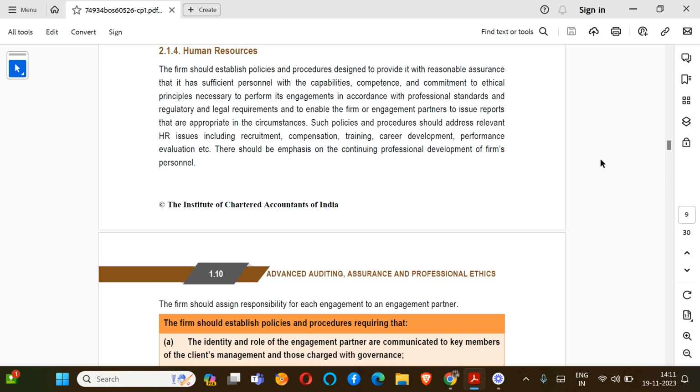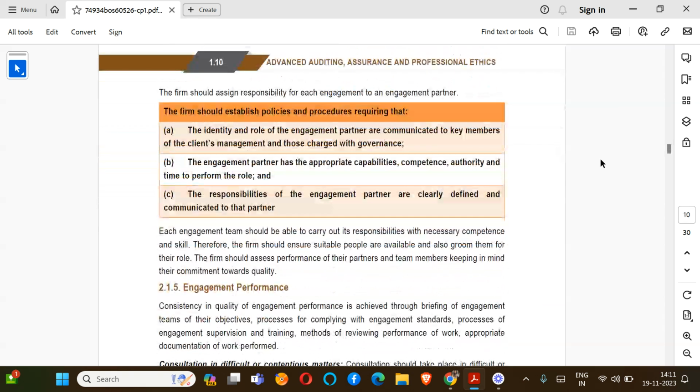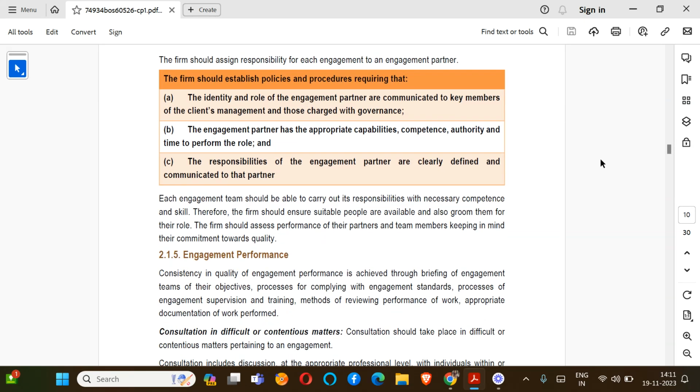And the policies and procedures should also address issues like recruitment, promotion, compensation, training, career development. All of that needs to be done as is done in, let's say, companies or in corporates. So what all do you need to do? You basically need to establish policies and procedures, but कैसे policies and procedures? देखो, you have to identify the identity and role of the partner to the key members of the client's management and TCWG. So basically, while accepting the audit, आपको बताना होता है कि आपका काम क्या होगा.